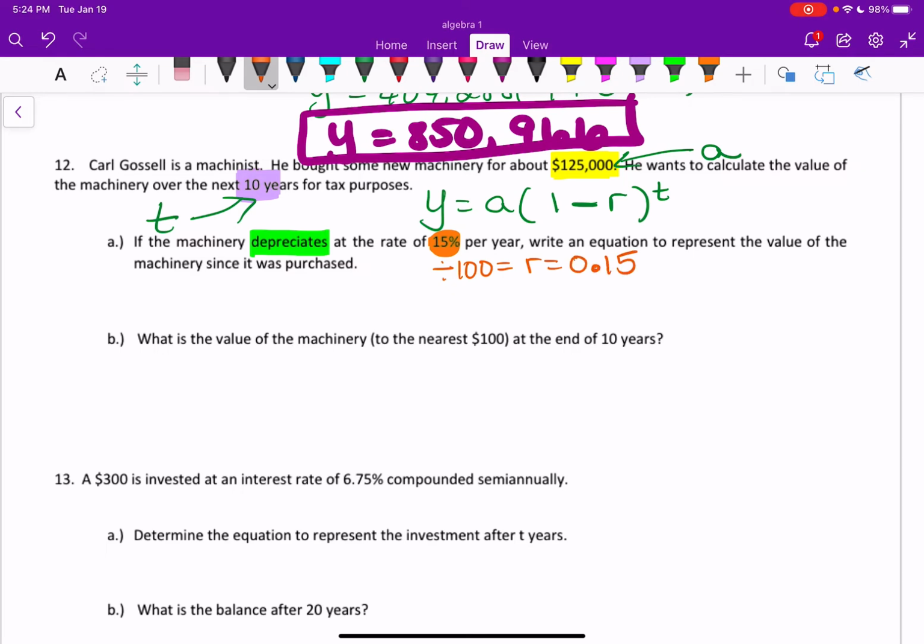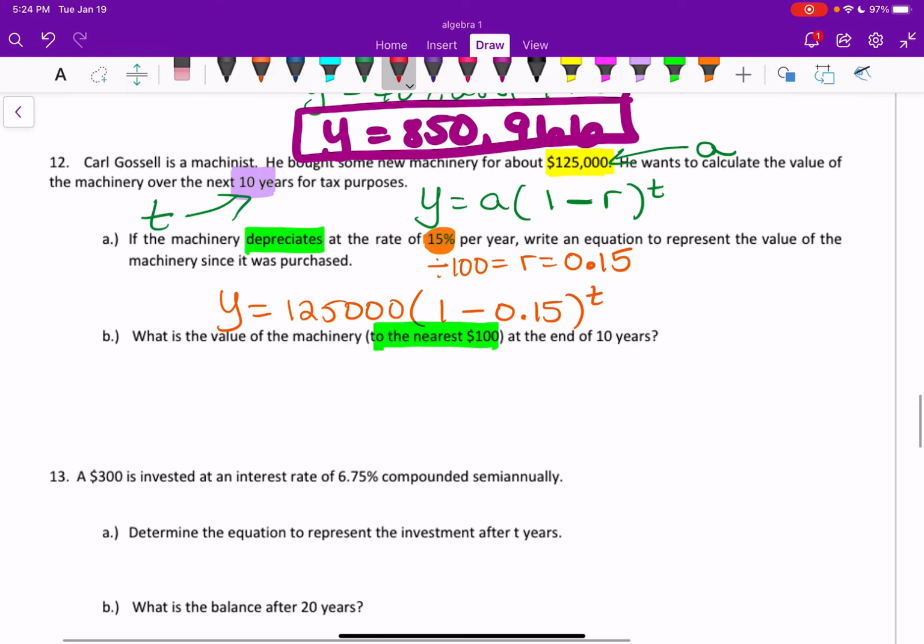Write an equation to represent the value of the machinery since it was purchased. Okay, it doesn't want an answer right now. What it wants is Y equals A, which is 125,000, 1 minus 0.15, and you should put a T here. Then it says, now this is a key here, watch out, to the nearest 100. So we're going to round to the nearest 100, but it's telling us now to make T equal 10.